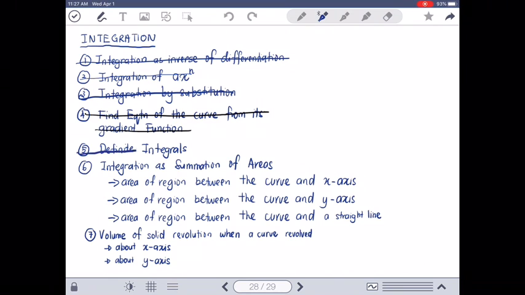Basically, we have done the definite integral. So you have the main idea, the brief idea of what is definite integral. In the next class, I will cover integration as summation of areas. Okay, that's it for now.